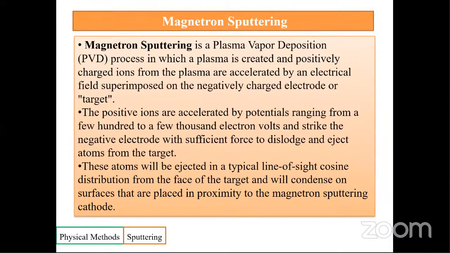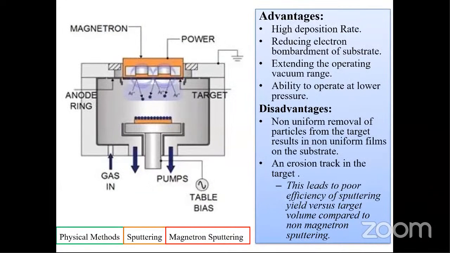Now these atoms which are ejected leave in a typical line of sight cosine distribution from the face of the target, and they condense on surfaces which are placed in proximity to the magnetron sputtering cathode. So we are using a magnetron source here.